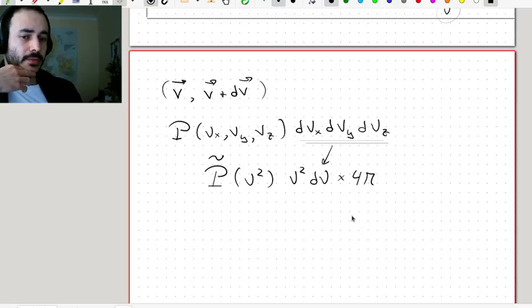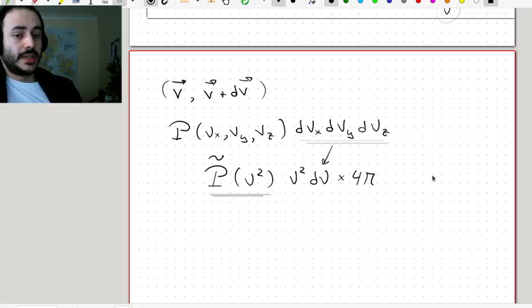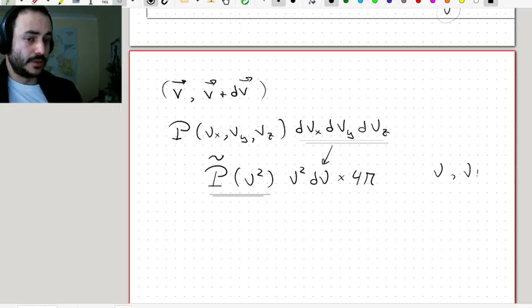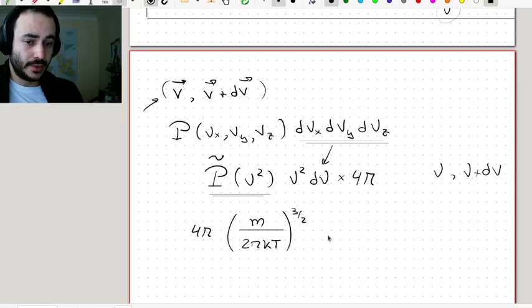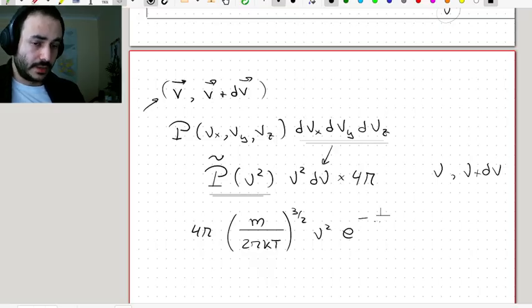Okay, so if I want to express the probability of finding a particle that has a velocity whose modulus is between v and v plus dv, which is a different statement from this one, then the probability distribution I have to use is 4 pi, okay, times (m divided by 2 pi kT) to the 3/2, okay, v squared e to the minus 1/2 of (m divided by kT) v squared. Okay, so that's what it is.